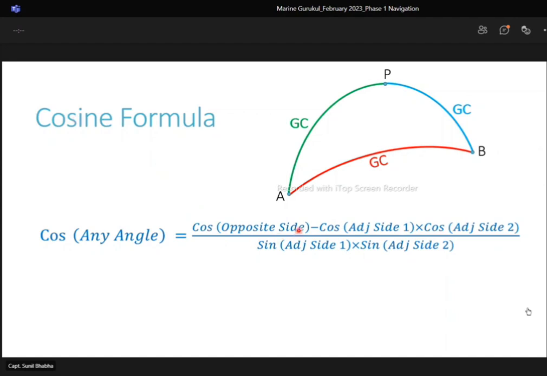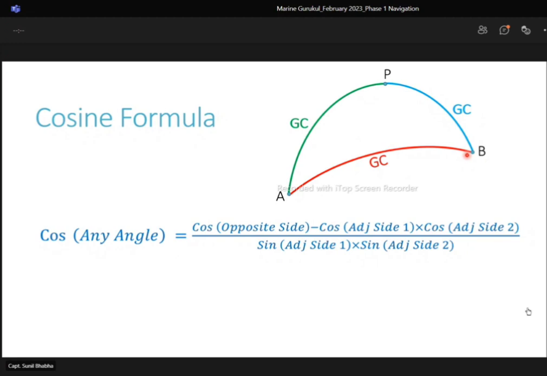Now, what do we mean by the opposite side and the adjacent side? Let's try to understand. Let us consider any one angle of this triangle. Let's consider angle P. Now, you will see there are two sides of this triangle which are making this particular angle. In this case, angle P is being made by the side Papa Alpha, PA, and Papa Bravo, PB. Now, these two sides which make this particular angle are known as adjacent sides. The third side, which is not in any way involved in making this angle, in our case, is side AB, Alpha Bravo. This side is known as the opposite side. So this is how we explain the adjacent sides and the opposite sides.